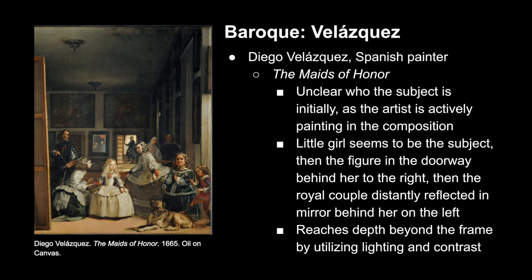Then we assume the little girl, who's in the center and has the highest contrast, is the main subject. Then our eye travels back to the next point of high contrast, the figure in the doorway. And finally, we see the royal couple in the mirror reflected behind the girl's head to the left. In creating this kind of illusionistic space, it reaches a depth beyond the frame, like a window into another world.